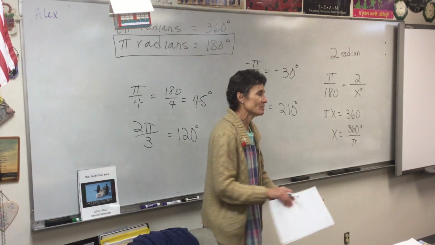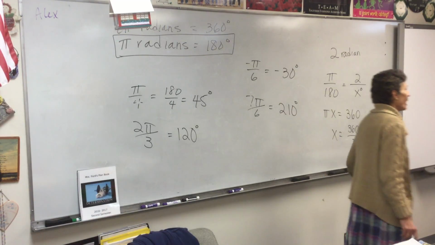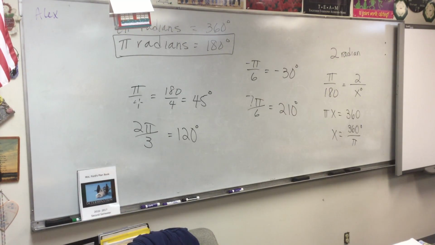All right, how about the last one? Anybody who misses the last one ought to be kicked in the seat of the pants. Pi radians is how many degrees? 180. That's 180.